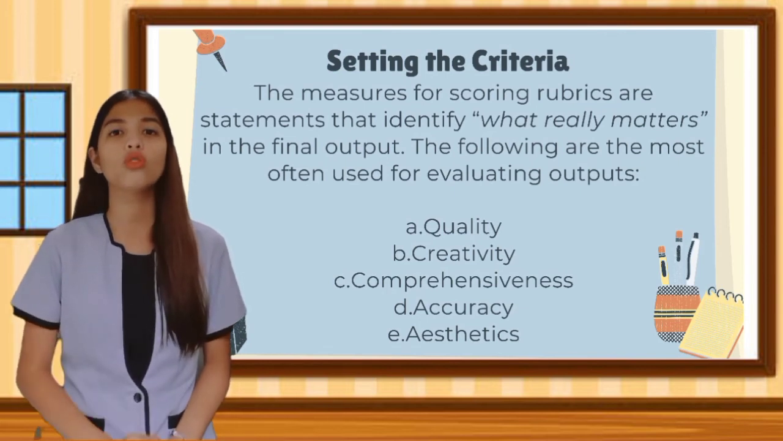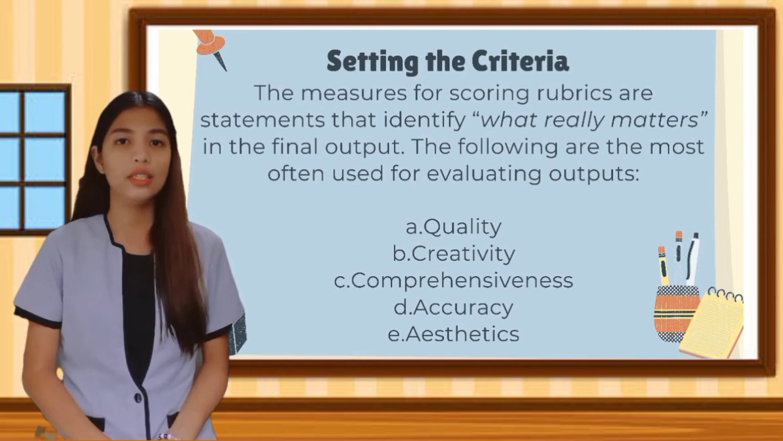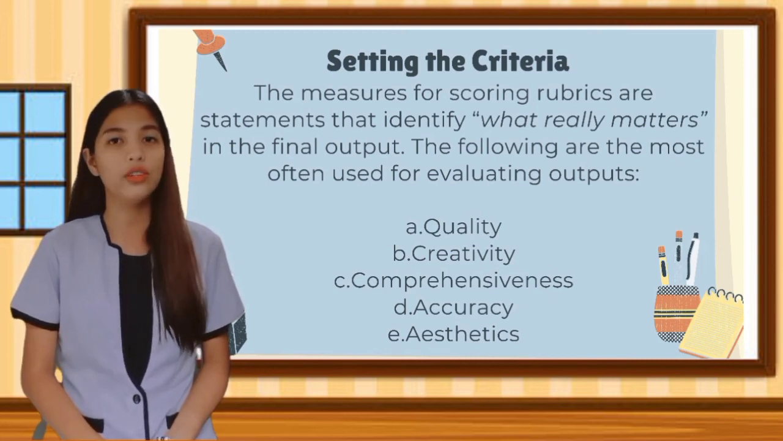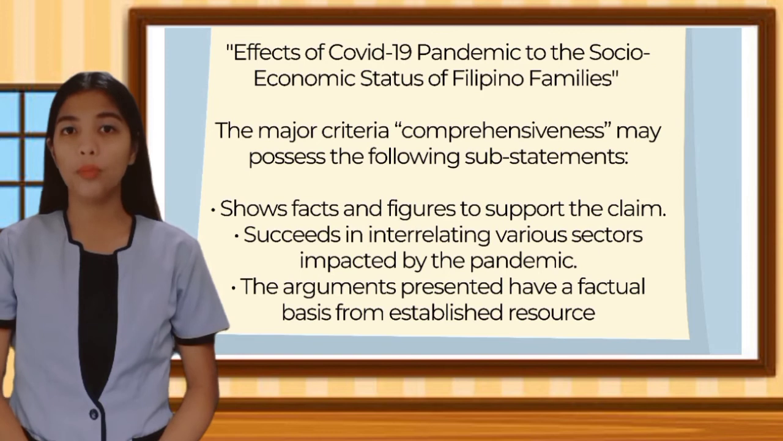So here are the most often used criteria for evaluating outputs. First is quality. Next, creativity. We also have comprehensiveness, accuracy, and aesthetics. From these major criteria, you may break them down into more focused and specific ones.